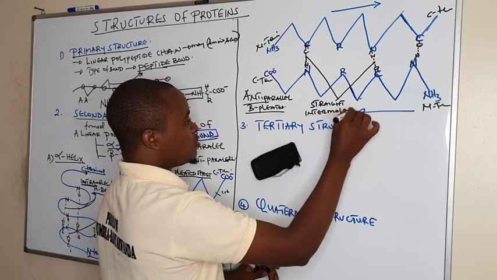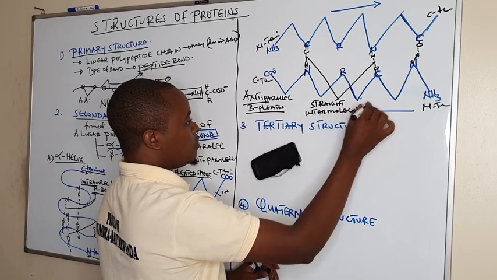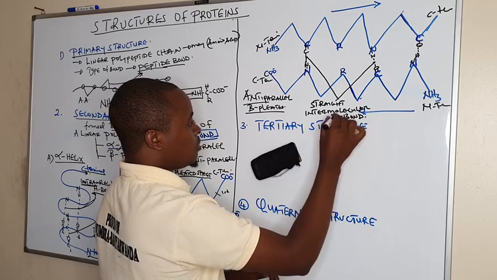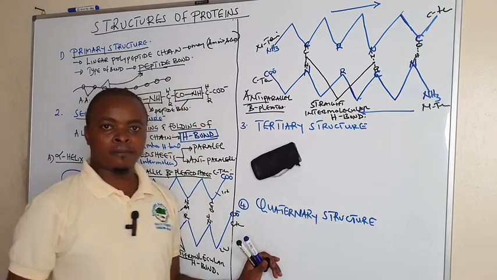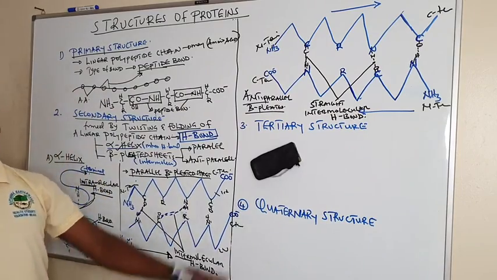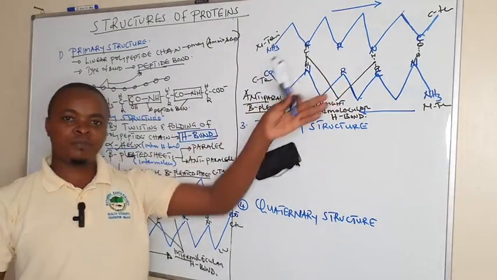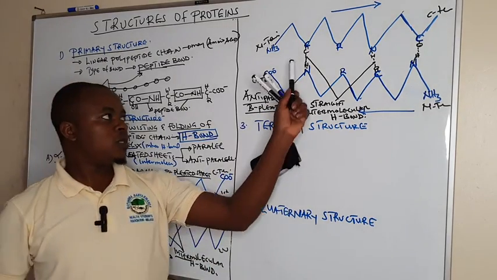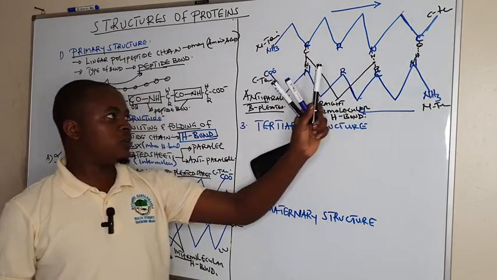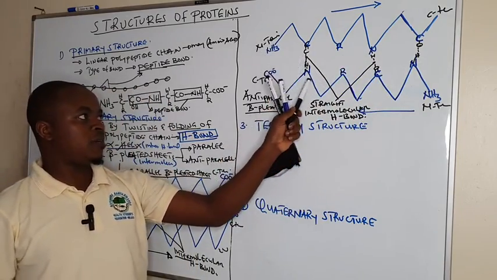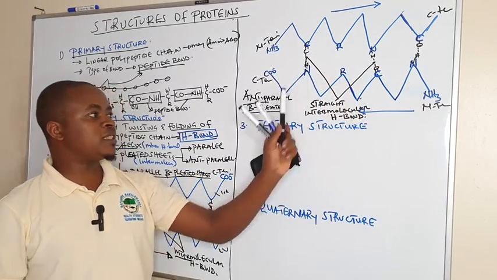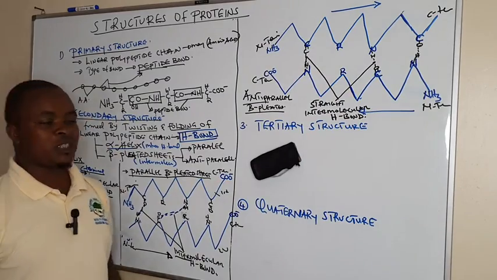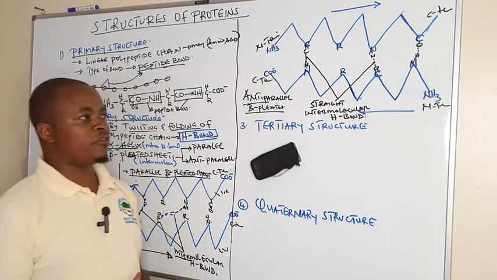Inter, because it is joining two different polypeptide chains, so that's why we call it an intermolecular hydrogen bond between these two polypeptide chains moving in different directions, to form a stable intermolecular hydrogen bond between carboxyl and the amine group. So this one is very stable compared to the parallel beta pleated sheet in the secondary structure.